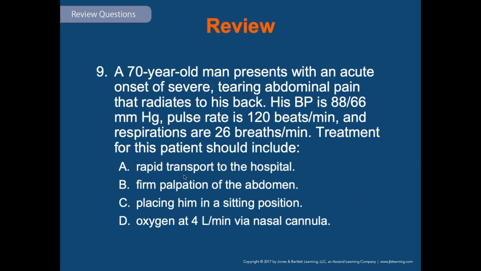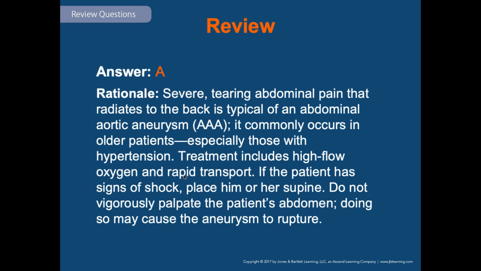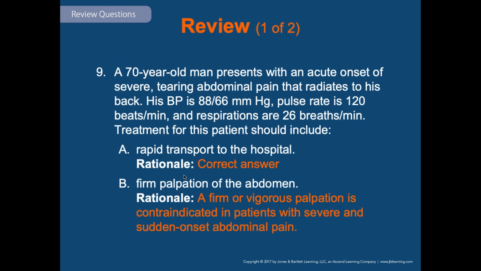Number 9. A 70-year-old man presents with an acute onset of severe tearing abdominal pain that radiates to his back. His blood pressure is 88/66, pulse rate of 120, respiratory rate of 26. The treatment for this patient should be what? All you guys should be thinking when you're hearing this is an AAA: the tearing and back pain with hypotension and tachycardia. A. Severe tearing. Rapid transport.